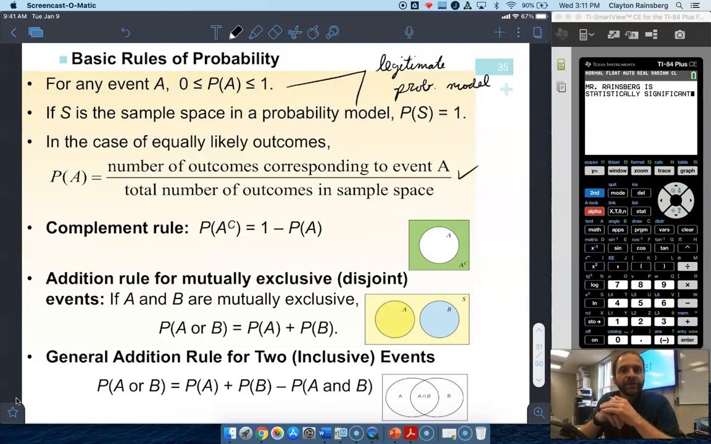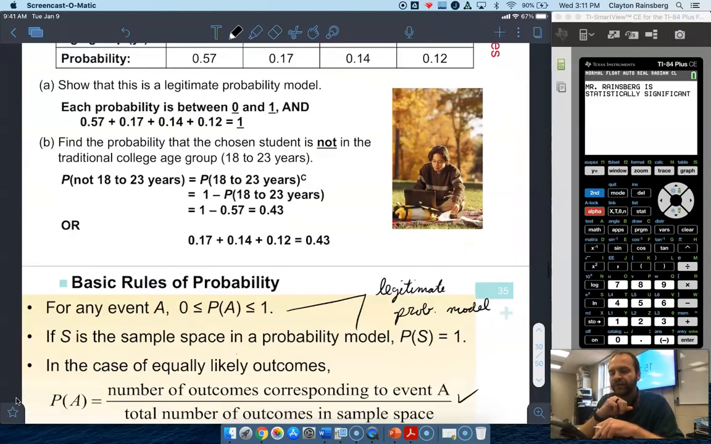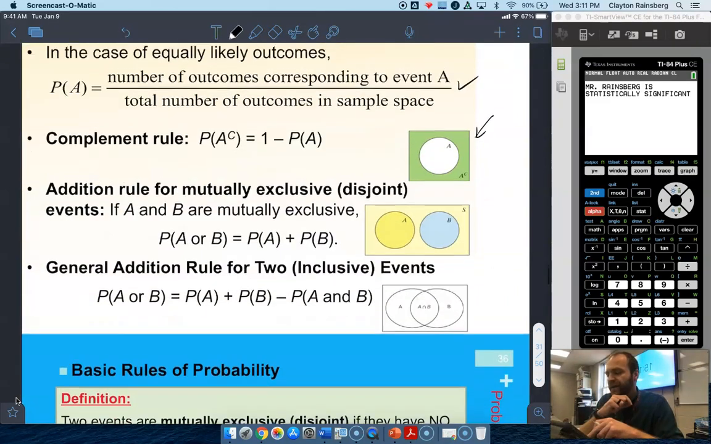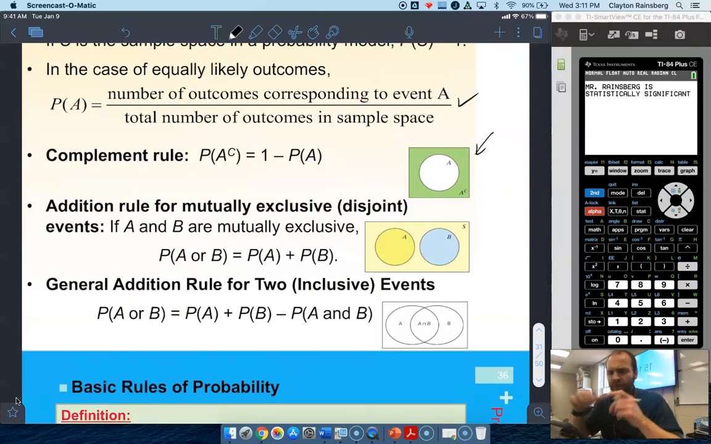The complement rule, we've talked about that. We analyzed what this was, we determined what it was, and we did an example of it. I tried to show you why it's important to use it as well. So that's the complement rule. We've covered everything up above here.